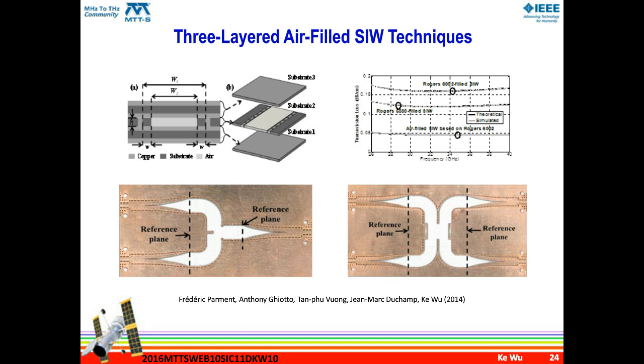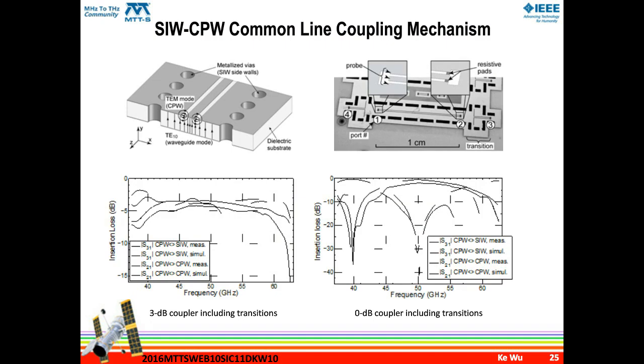And you can create a lot of interesting mechanisms between the substrate waveguide and the coplanar waveguide. For example, common line coupling. In this case, the same substrate waveguide, on top you can create a coplanar waveguide. You create a coupling between the coplanar waveguide mode and the substrate integrated waveguide mode, which is the TE10 mode. So basically, the same structure supports two modes: one is the CPW mode, which is a TEM mode, the other is the TE10 mode. So you can create a multi-coupling between the two modes, and you can create a coupler, for example. This one is a 0 dB, one is a 3 dB coupler, which is basically input power split into two modes.